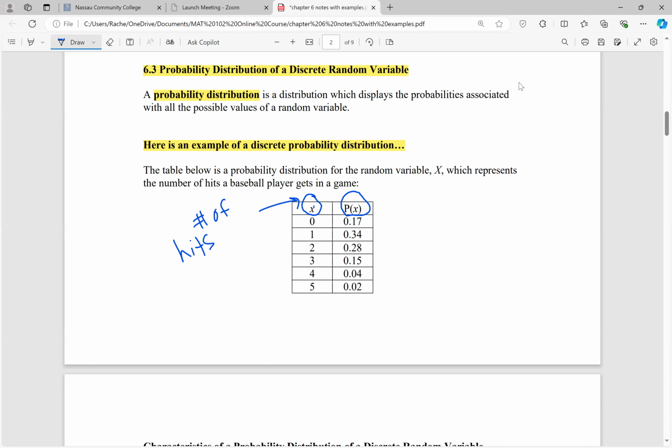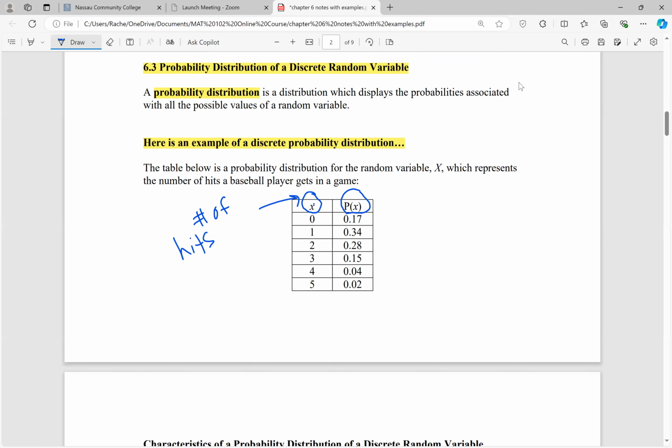Really think of it as a table with 2 columns. The first column being X, which is a list of all the possible values of the random variable X. And then the second column is the probability of each one of those possible values of the random variable. Now, before we move on, I want to point out 2 very important characteristics that must exist in order to have a valid probability distribution.